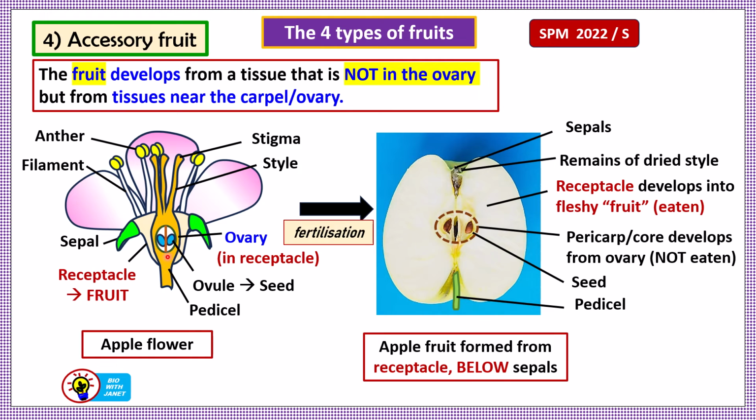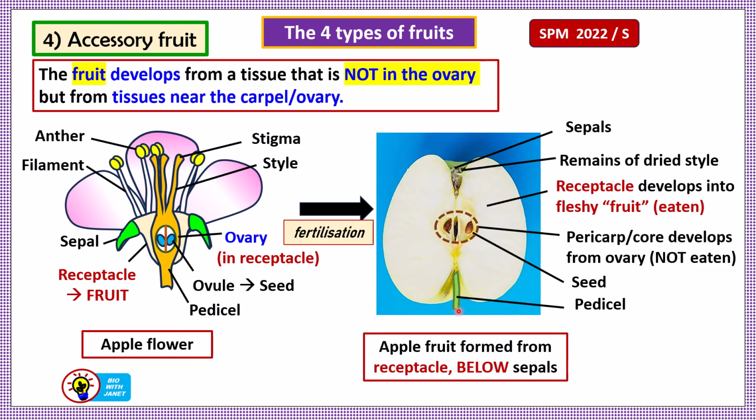It is the orange part, in this case, it is the greenish part here that develops. Okay? That is the receptacle. So the receptacle develops into the fleshy fruit, which we eat. And the ovary is at the core of the apple. Okay, it's a little bit hard. And inside are the seeds. Normally, we don't eat this part, right? We will cut away this part with the ovary and the seed.